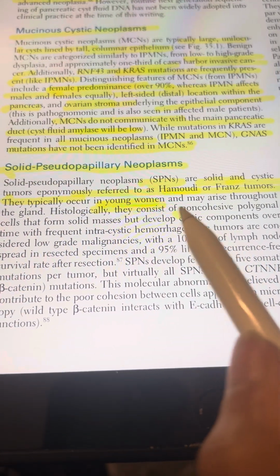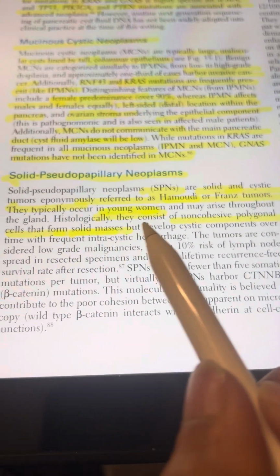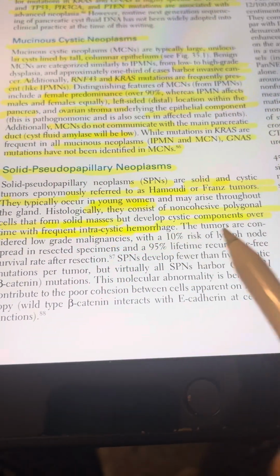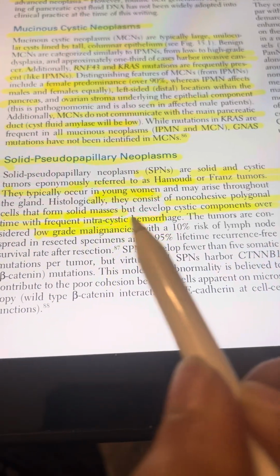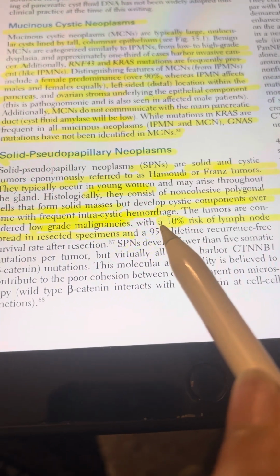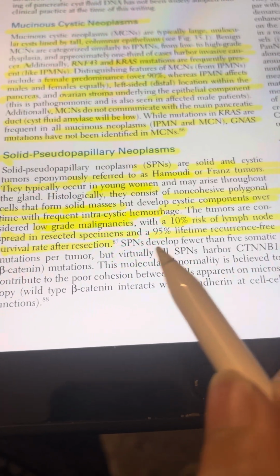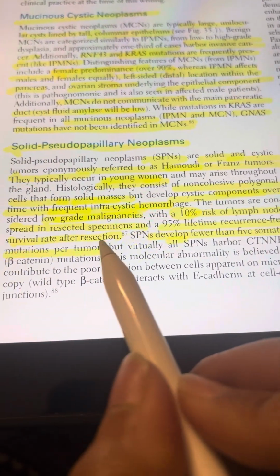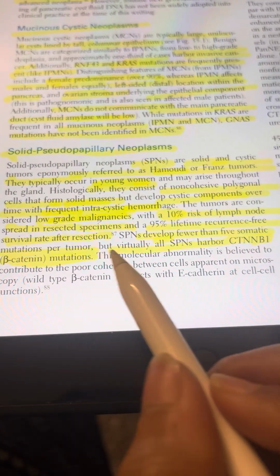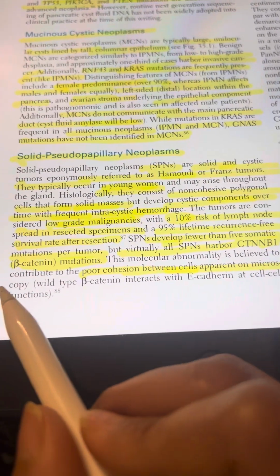Histologically, they consist of non-cohesive polygonal cells that form solid masses but develop a cystic component over time with frequent intracystic hemorrhage. These tumors are considered low-grade malignancy with a 10% risk of lymph node spread in the resected specimen, and a 95% lifetime recurrence-free survival rate after resection. SPNs develop fewer than 5 somatic mutations per tumor. Virtually all SPNs harbor CTNNB1 beta-catenin mutation, and this molecular abnormality is believed to contribute to the poorly cohesive cell appearance on microscopy.